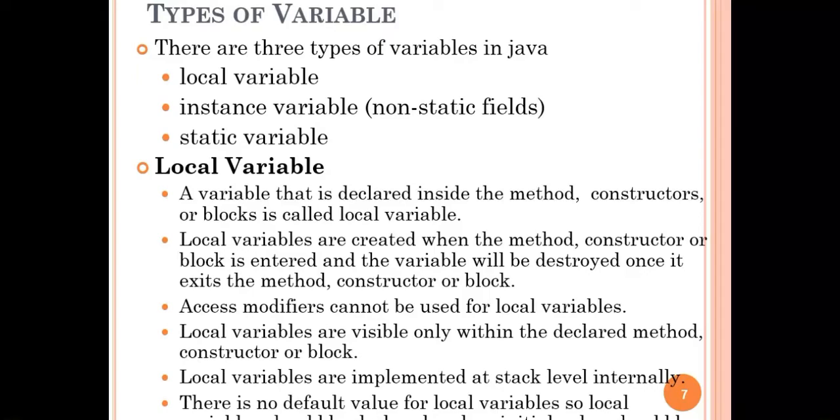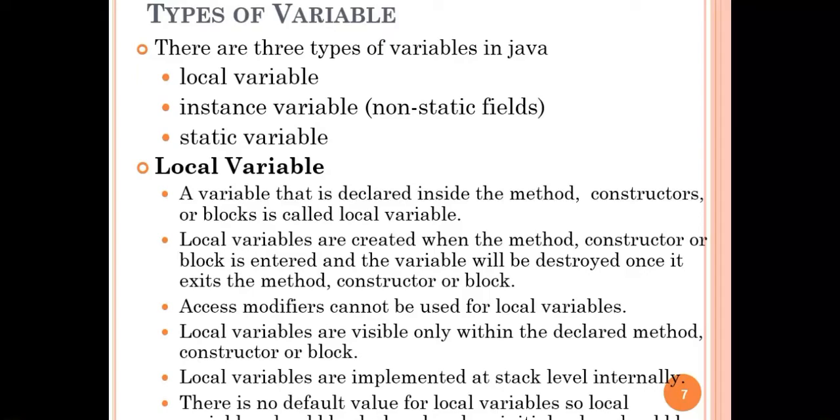Access modifiers cannot be used for local variables. Local variables are visible only within the declared method, constructor or block. Local variables are implemented at stack level internally. There is no default value for local variables, so local variables should be declared and an initial value should be assigned before the first use.